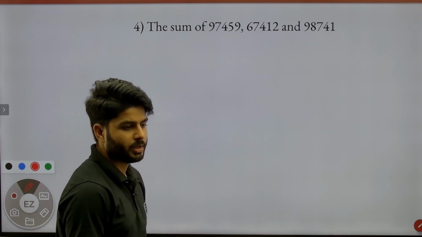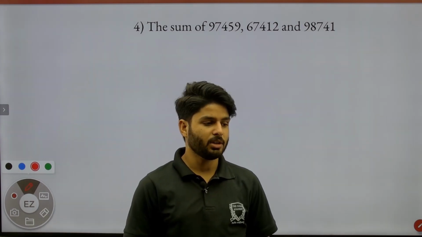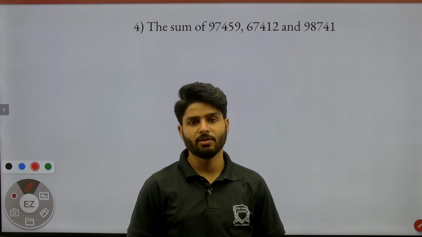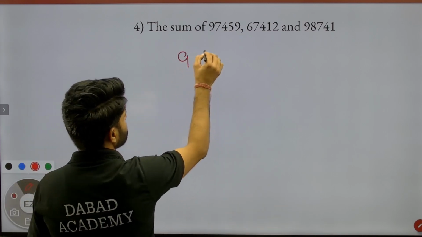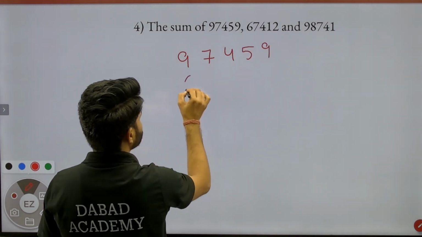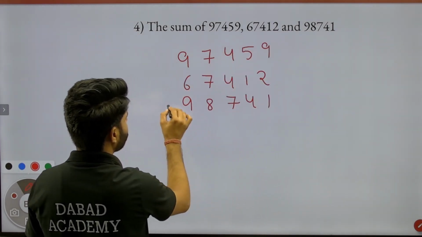The sum of 97,459, 67,412 and 98,741. We have to sum it. So first we have to write all these digits: 97459, then 67412, then 98741. You have to verify all these digits.